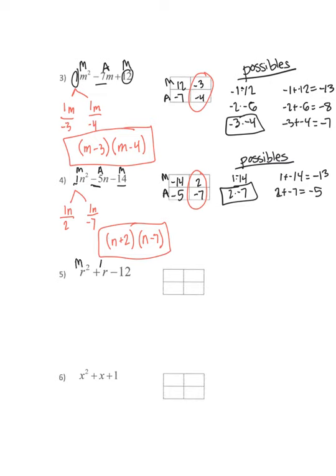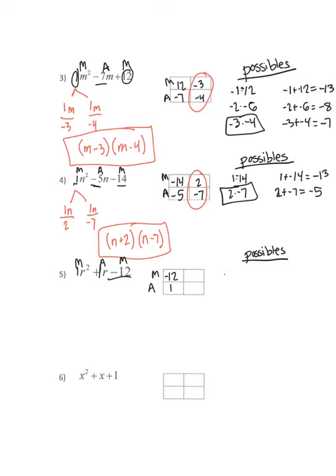Okay, number 5, MAM. When I multiply my two numbers together, I've got 1 times a negative 12, which is negative 12, and then my add number, there's a 1 in front of my r, a positive 1. So now I'm going to make my list of possibles. I want to multiply to give me a negative, so that tells me one number has to be negative, but I'm going to get a positive number when I add them together. So that means my bigger number has to be positive.